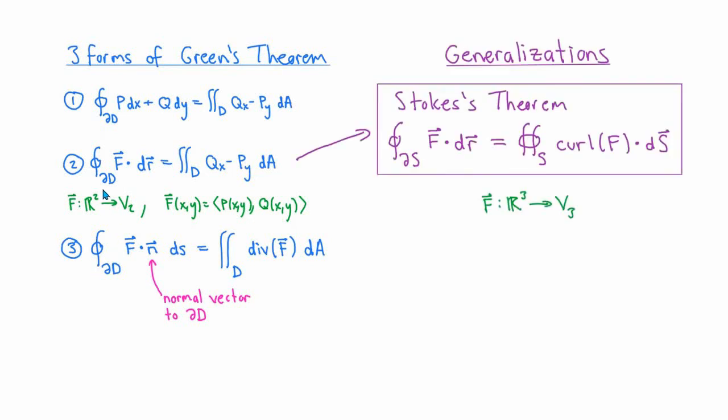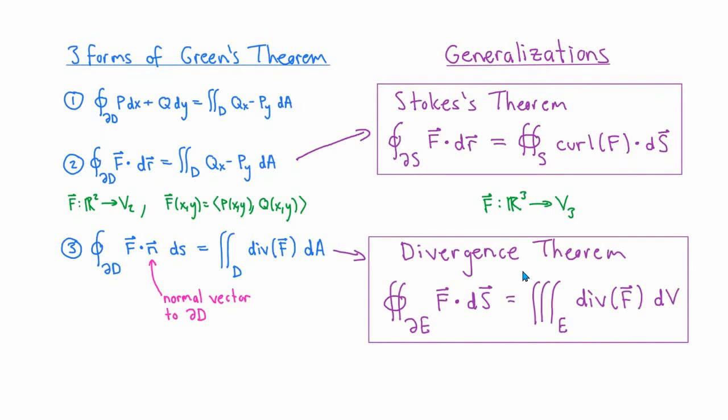In the previous video, we saw that the second form of Green's theorem generalized in a natural way to give us Stokes' theorem. In a similar way, the third equivalent form of Green's theorem generalizes in a natural way to give us the divergence theorem. The statement of the divergence theorem is rather easy to read. It says that the triple integral over a solid region E in R3 of the divergence of a vector field F is equal to the double integral over the boundary of E of F dot dS.